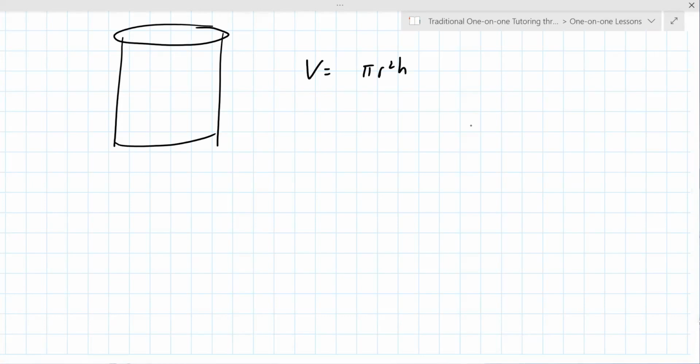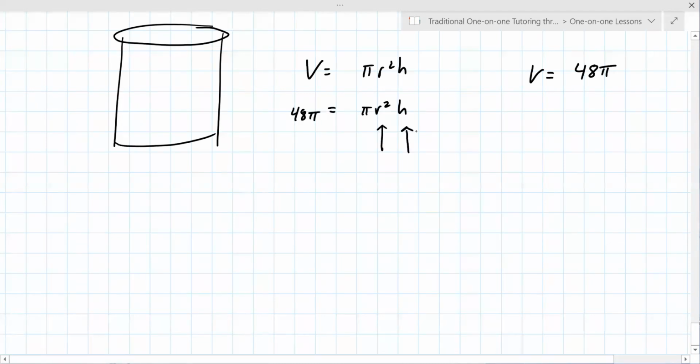They'll tell you the volume. They'll say, oh, the volume is, I don't know, let's go 48 pi. Okay. So if I were to put 48 pi into this equation, you have two variables. Do you see that? Mm-hmm. So you can't solve for either of them. But what you can do is sometimes they give you another equation.